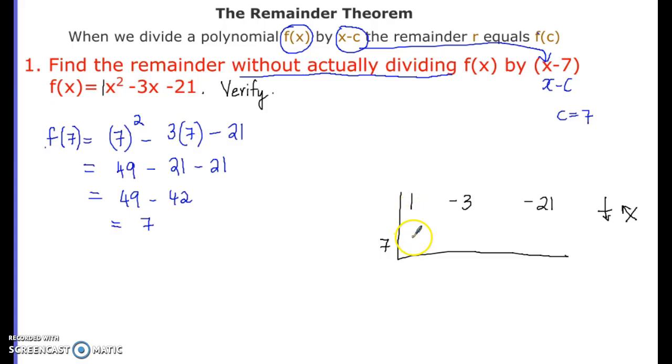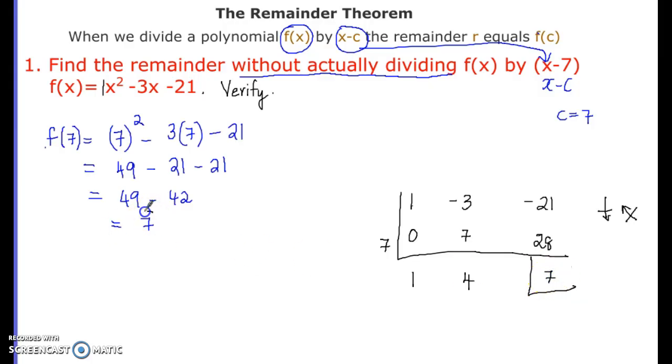So right below 1, I don't have anything, so straight down, 1 plus 0, I get 1. Sideways operations are multiplications. 1 times 7 is 7. Straight down is addition, 7 minus 3 or negative 3 plus 7. Either way, it's 4. Sideways is multiplication. 7 times 4 is 28. Straight down is addition. 28 minus 21 or negative 21 plus 28 is 7.